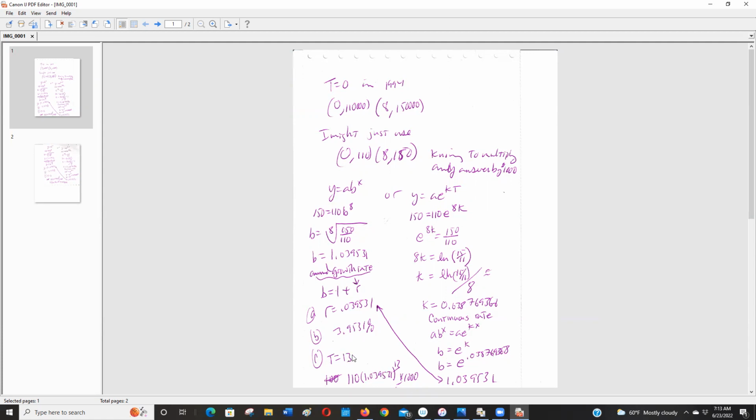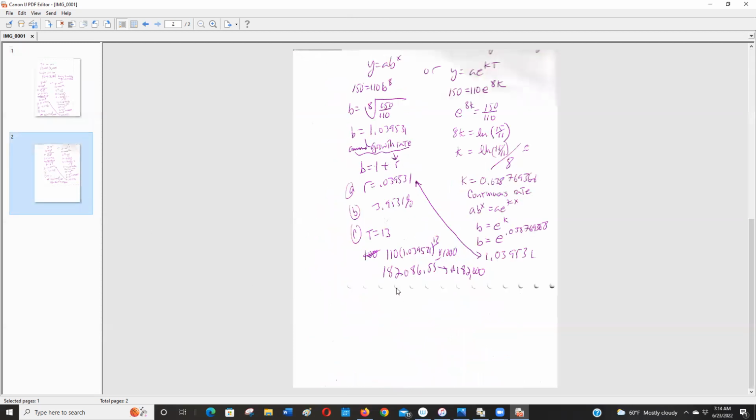And then they asked, what was the value in 2007? If I did my arithmetic right, that's at year 13. So I just wrote 110 times that B number, that growth factor, raised to the 13th, and I multiplied that answer by 1,000. They wanted that rounded to the nearest thousand, so 182,000 is what we'll go with.